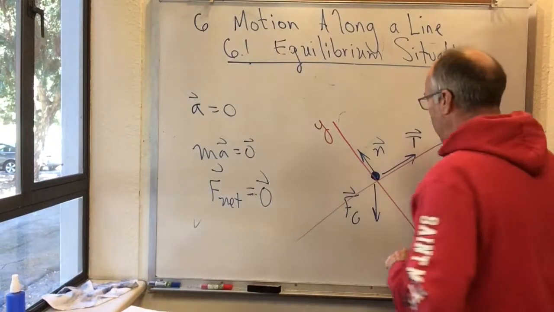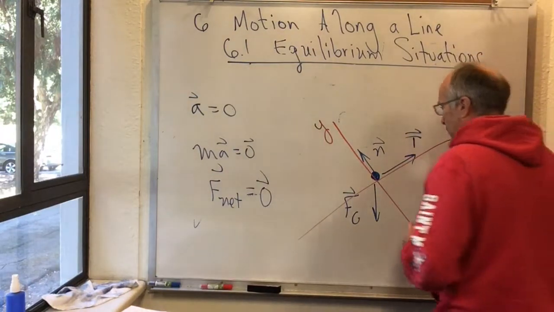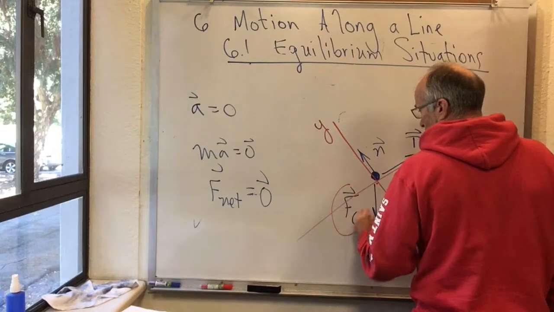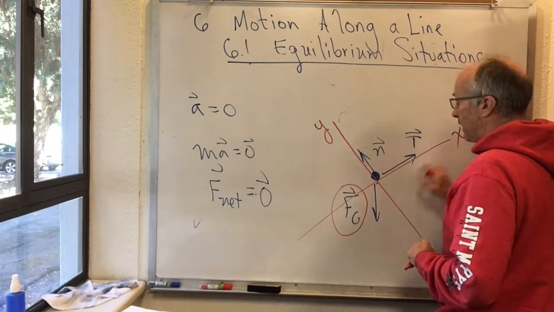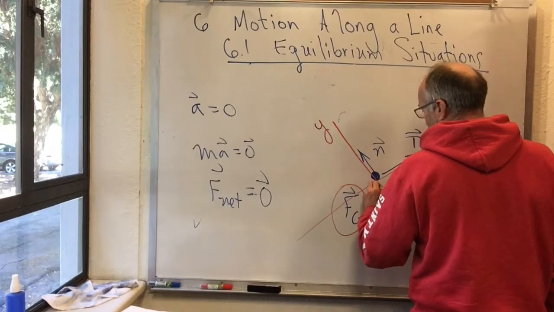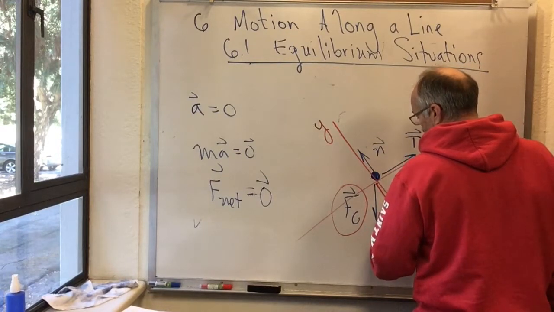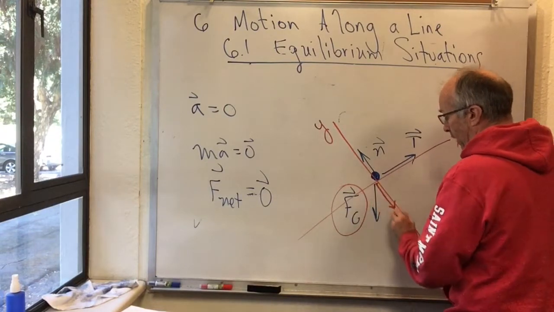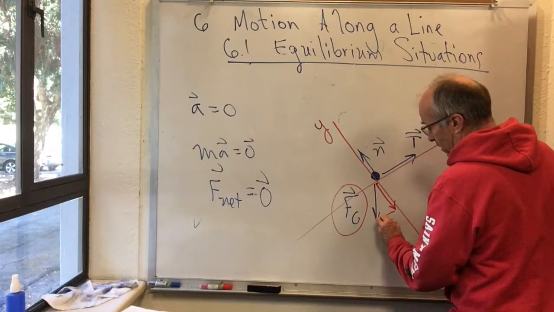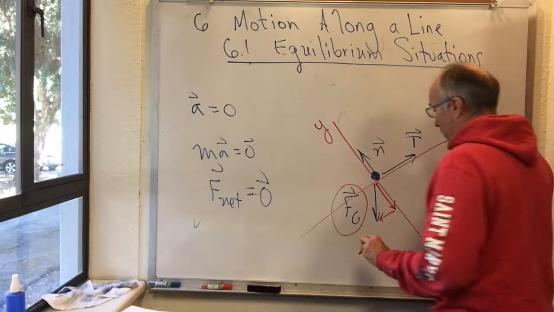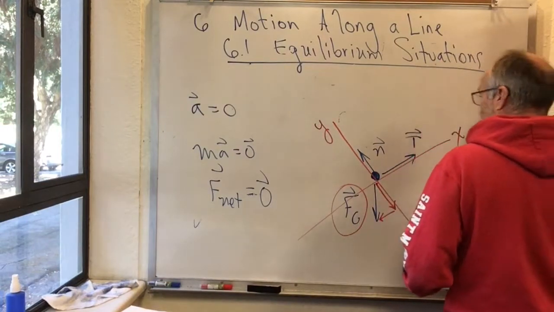Now I can play a little game here. You've seen me do this quite a few times now. I resolve this vector, which is not pointing parallel to the x-axis or parallel to the y-axis, into two vectors that do. There's the amount of this vector that is parallel to that axis, and there's the amount that's perpendicular to that axis.